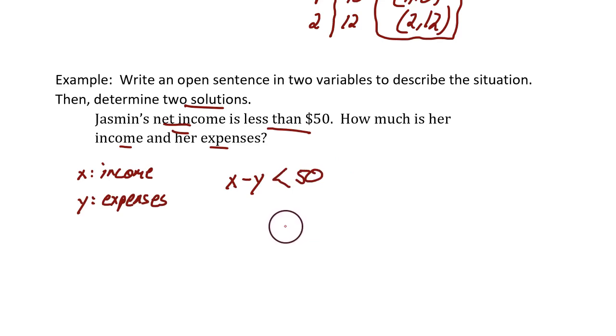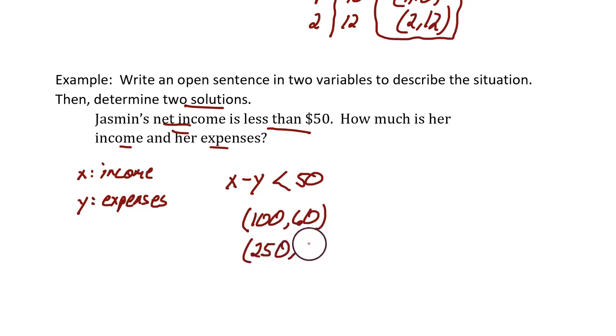This is our open sentence. Now we're asked to determine any 2 solutions. What are combinations of numbers that could be used for X and Y so that when you substitute them in, you get a value less than 50? One possibility is that X could be $100 and Y could be $60. 100 subtract 60 is less than 50. Another possibility is that X could be $250 and Y could be $210. 250 subtract 210 is less than 50. There are all kinds of combinations that would work. Here are 2 of them.